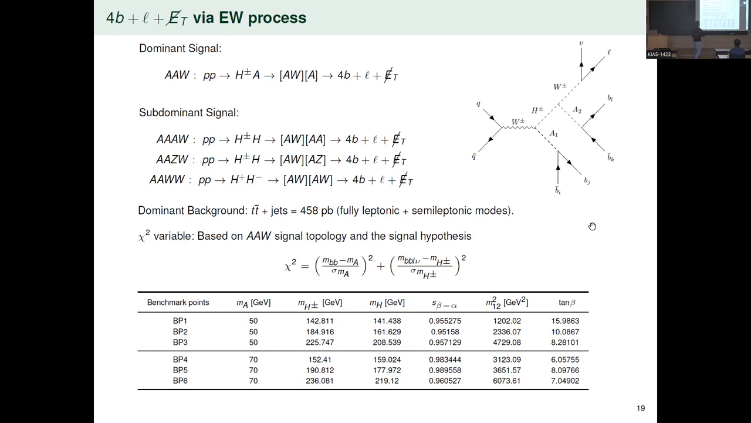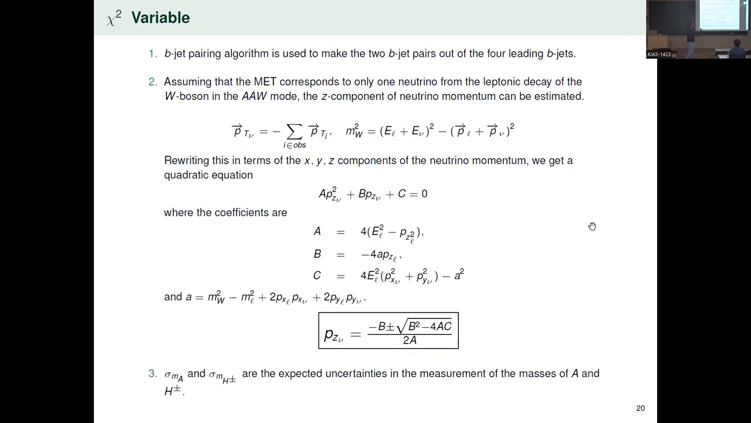So this chi square I have made based on the signal topology. I test six signal hypotheses. These are the six signal hypotheses. And to find the chi square, once again, I have to make two BZ pairs. And I use, once again, the delta R criteria with an offset of 0.8 to make the two BZ pairs.